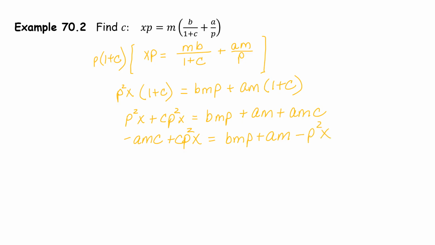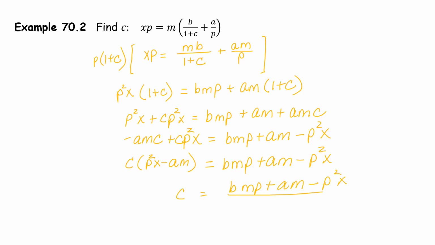So I got all my c's on the left side, and now I just need to factor the c out. So c times p squared x minus am is what I have on the left, and the right is just exactly what I already said before. So nothing has changed over there. And now to get c completely by itself, we'll divide both sides by p squared x minus am. And so c will be all by itself, bmp plus am minus p squared x, all over that denominator that we divided both sides by, p squared x minus am.